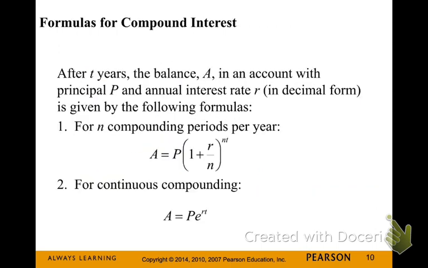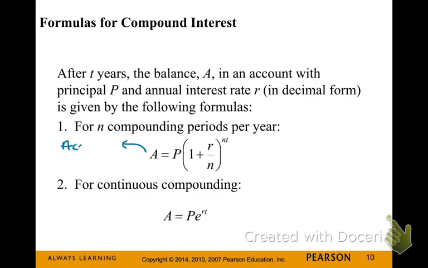Another common use for exponential functions is when we're trying to find compound interest. So after t years, the balance A, so the final amount, in an account with the principal amount, so the starting amount, P at an annual interest rate R is given by the following formulas. So we have two different formulas we're going to talk about. The first one is the general one for n compounded periods per year. So if it's compounded monthly, quarterly, yearly, this is the formula we're going to use.